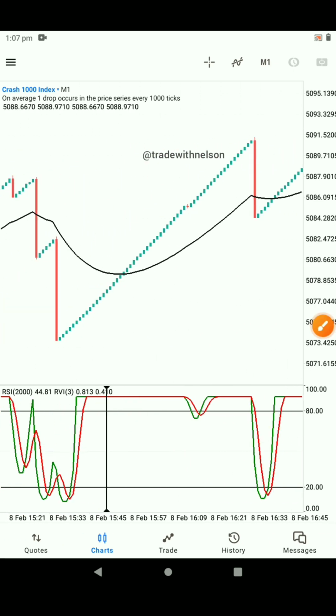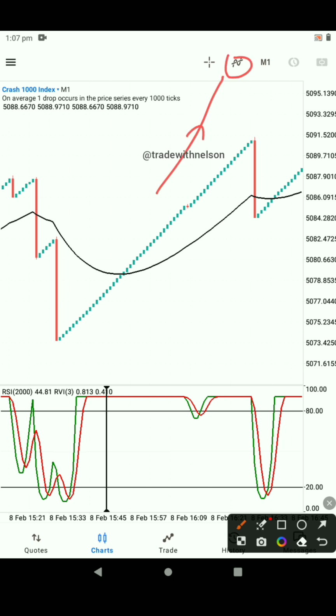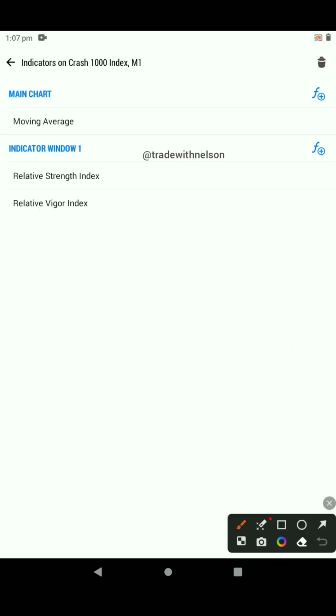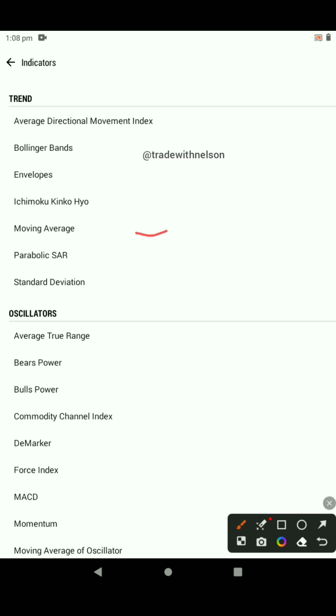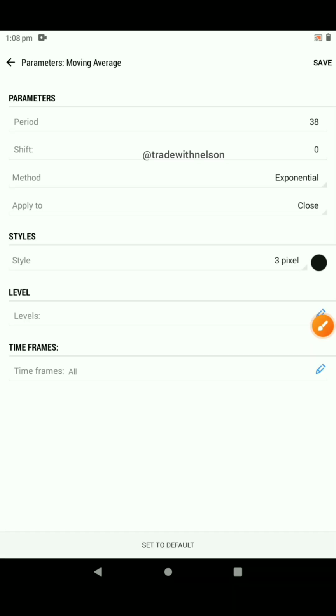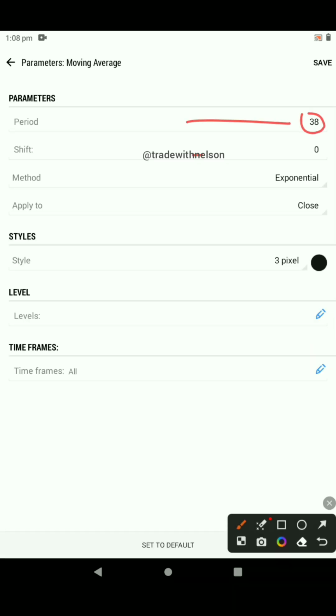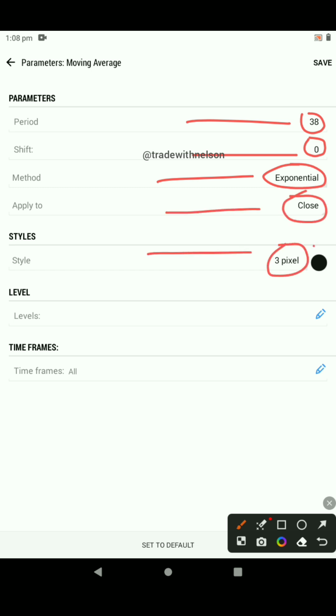Now let me give you the settings for the indicators for this strategy. First thing you do is to click on this indicator icon over here. Like I said, I have 3 indicators: the moving average, relative strength index, and the relative vigor index. To select the first indicator, click on this F icon on the main chart. If you click on that, this is your moving average. Click on that. Make your period 38, shift 0, method exponential, apply to close, style 3 pixels, select a color of your choice. After that, click on save.